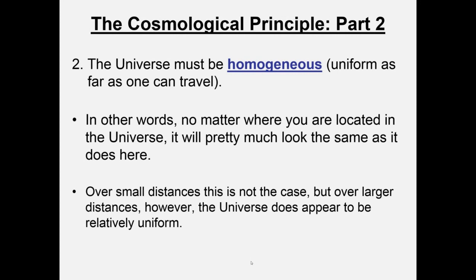But if everywhere in the universe is basically on average the same, then that means the laws that govern here govern there. And so we can understand there just as well as we can understand here. And now we can understand the whole universe at the same time.